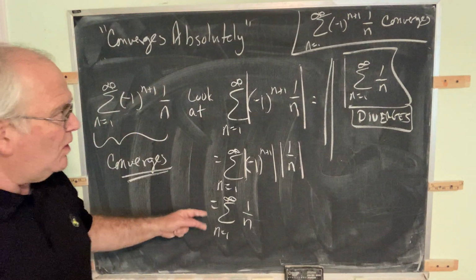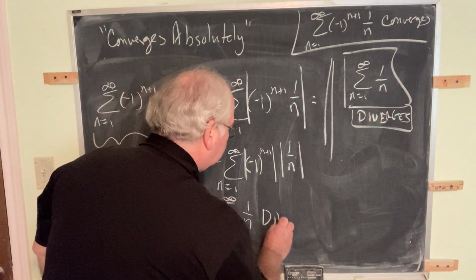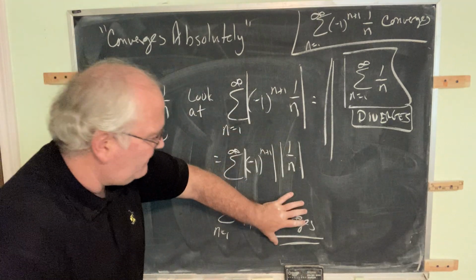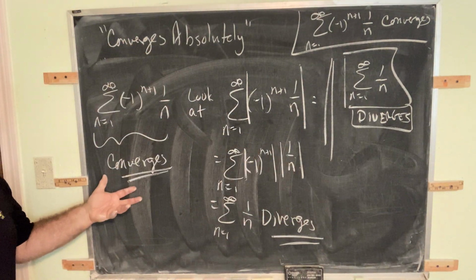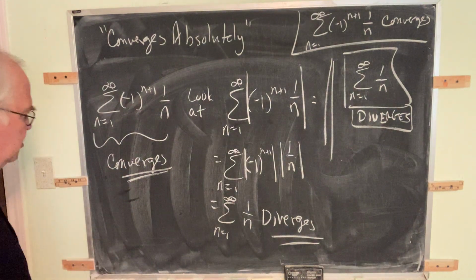And what do we know about that? Well, we know the harmonic series diverges. And so there we have it. The absolute values fail, but the original one, we know, does work. This is called conditional convergence.